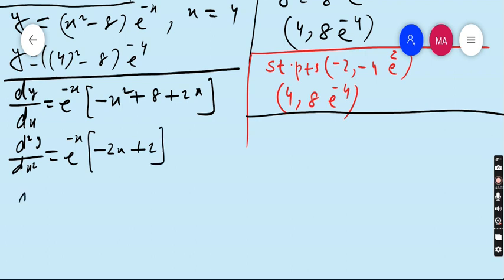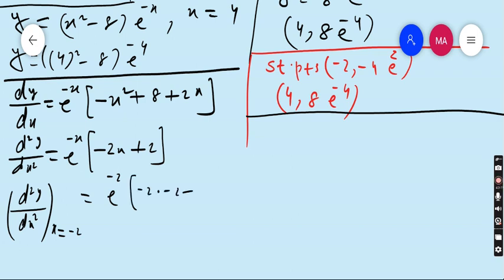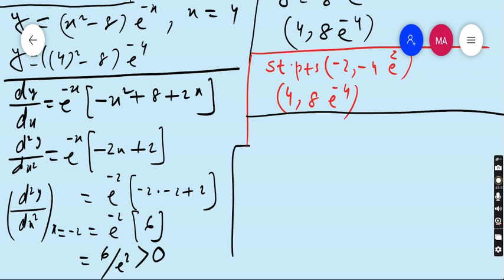Now satisfy this value by the first value of x, that is x is equals to minus 2. So e power minus 2, minus 2 dot minus 2 plus 2, e power minus 2 into minus 2 plus 4 plus 2 is 6. So 6 upon e square, which is obviously greater than 0. Hence the first stationary point minus 2, minus 4 e2 is minimum.